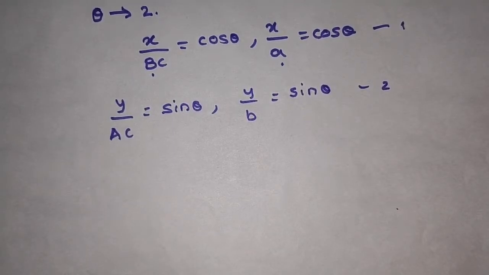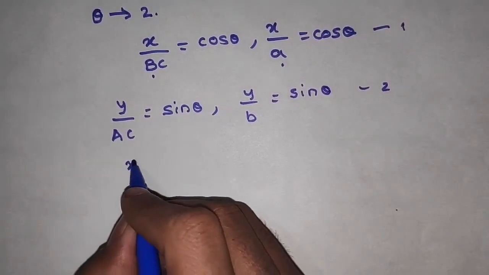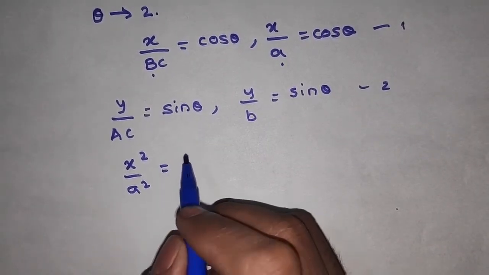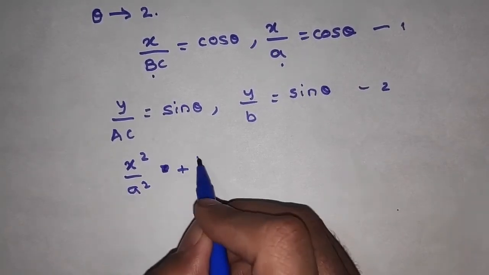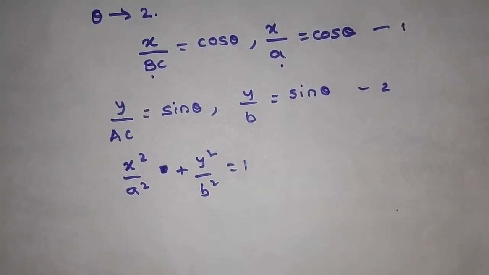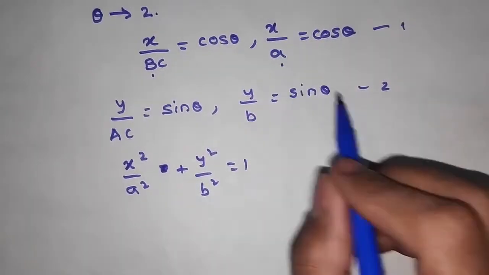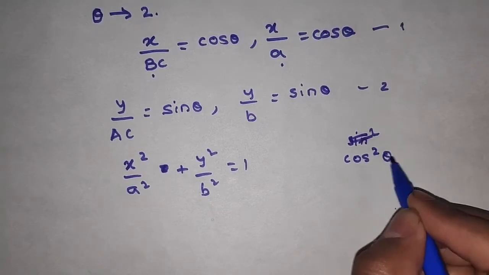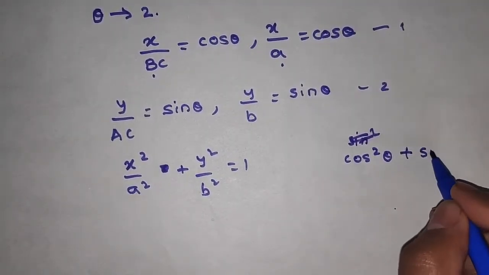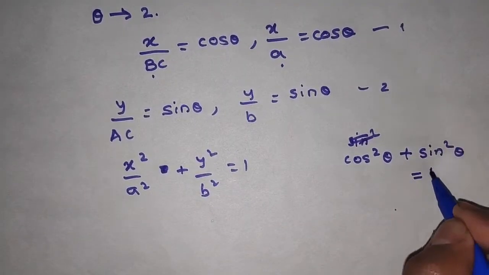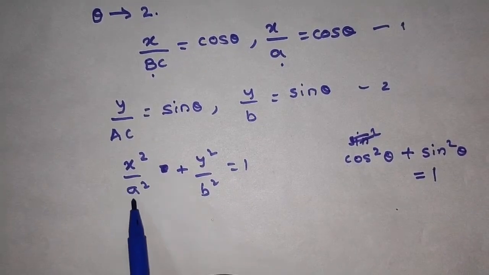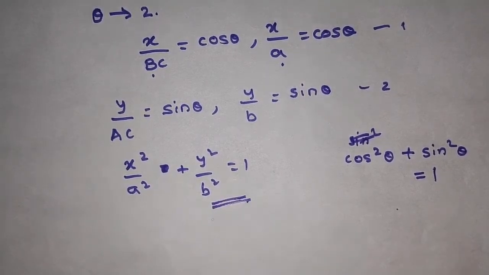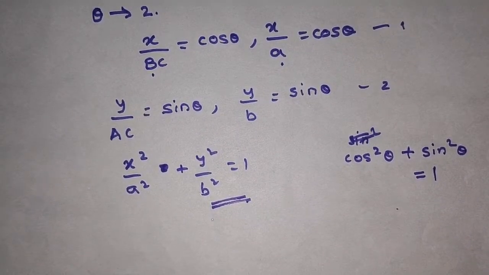Now from 1 and 2 I can write x square upon A square plus y square upon B square is equal to 1, right? Because x square upon A square will be cos square theta and y square upon B square will be sin square theta, and this will be equal to 1. So I can write x square upon A square plus y square upon B square is equal to 1. So this satisfies the equation of the ellipse.